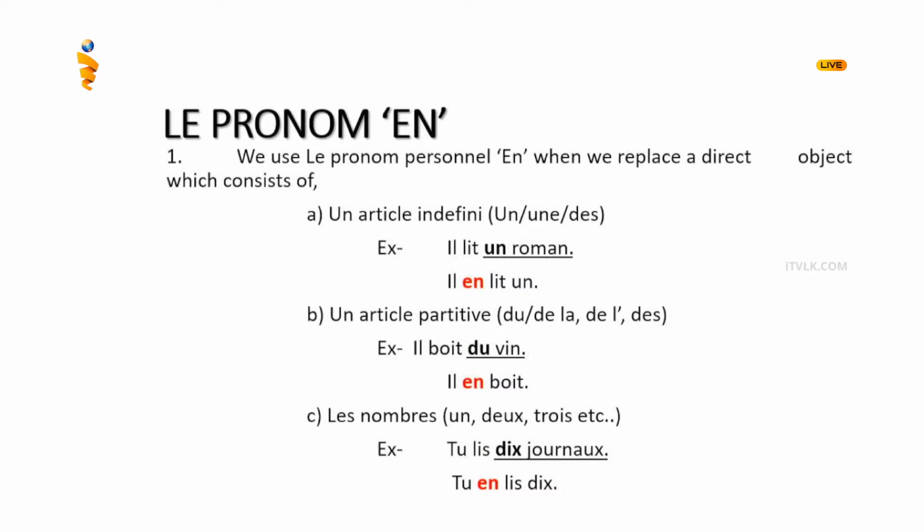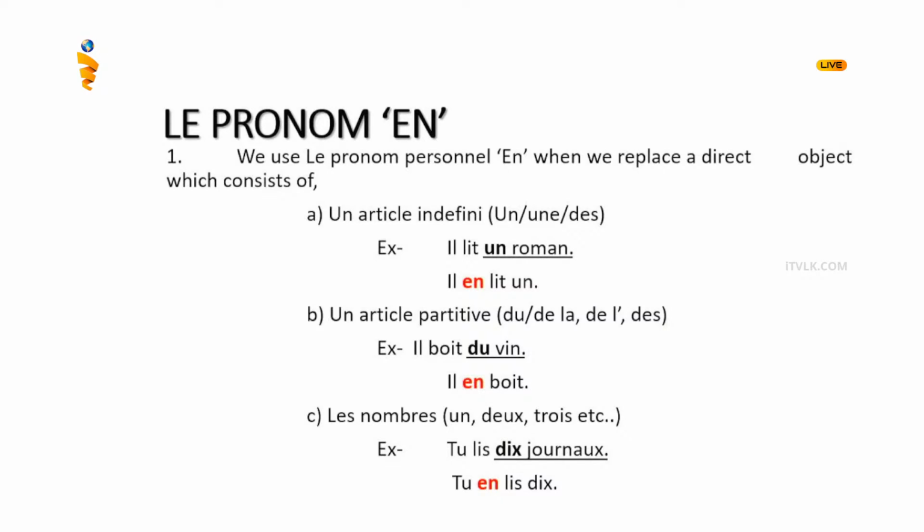And dear children, you have to be very careful when you replace a direct object that consists of un, une or des by using en. The first thing is you have to place the pronoun correctly. Look at the first example. Il lit un roman. You can replace un roman by using en. And when you replace the direct object, you have to write the pronoun en before the conjugated verb. Because in the first sentence, the verb is in its simple form. That means present tense. Okay.